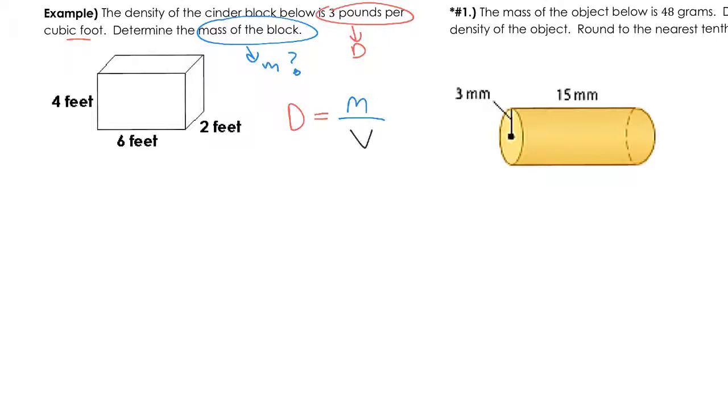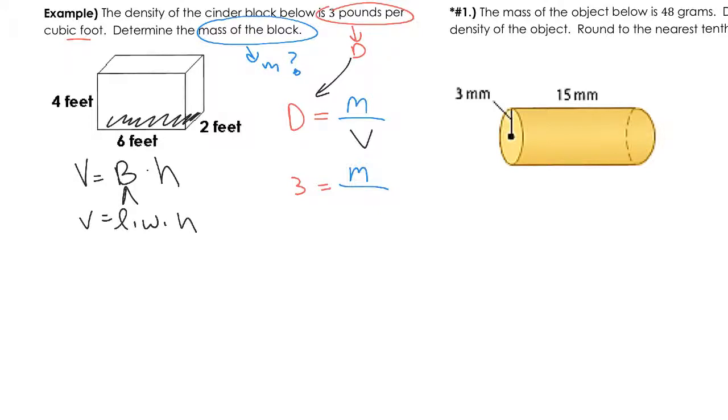Well, I have density is 3. I want to find the mass, so I need to figure out my volume of this shape. Luckily, looking over here, I have a shape and I have 3 units. So this is a rectangular prism. So the volume is the area of the base times the height. The area of the base of this shape would be the length times the width. So volume for this shape is length times width times height. Just got to plug those 3 things in.